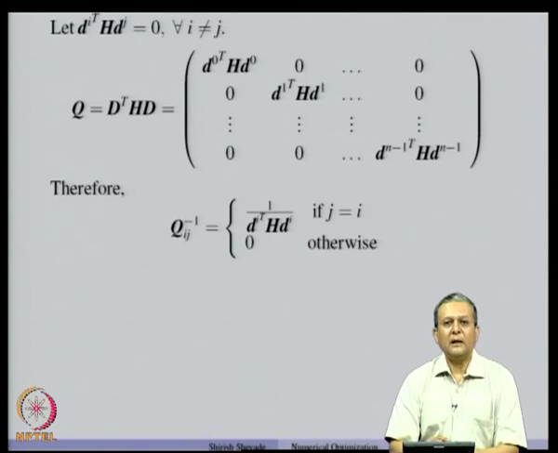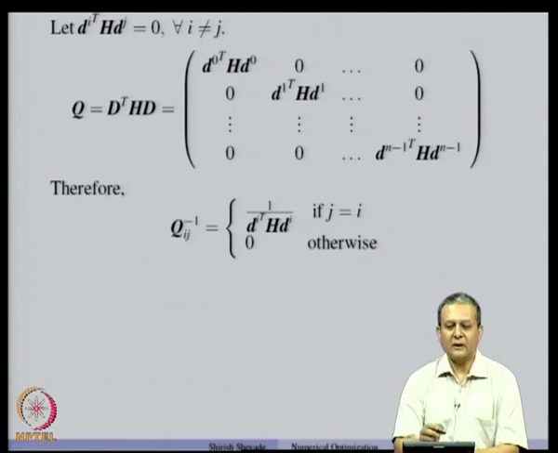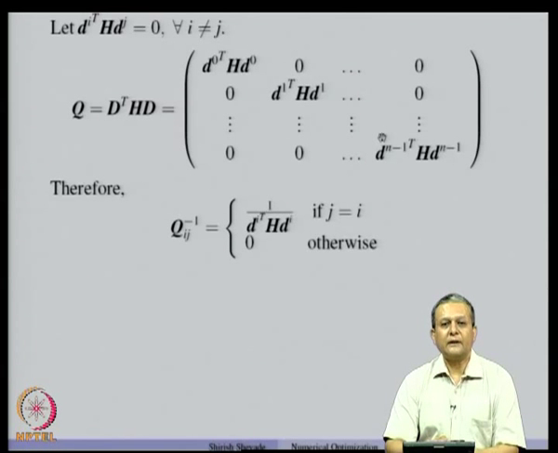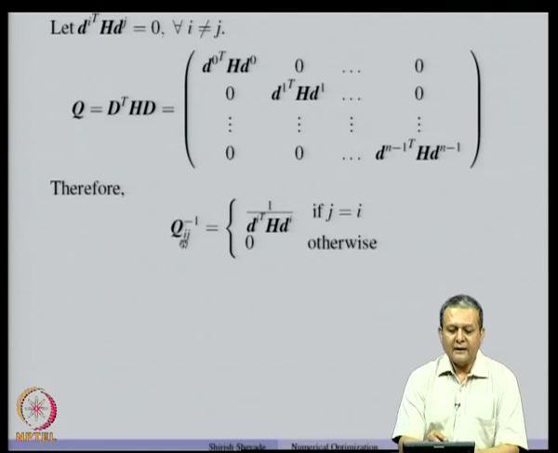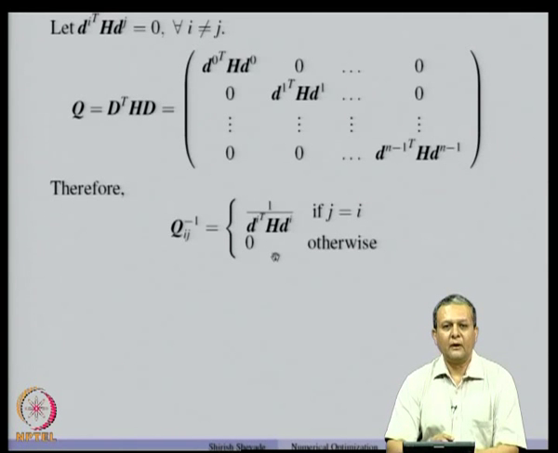So, inverting this matrix becomes very easy, because we just have to take the reciprocal of each of the diagonal elements and put them on the diagonal. The rest of the elements are 0, so they will remain 0 in the inverse matrix. So, the ijth entry of the matrix Q inverse is 1 over Di transpose H Di if j equals i and equal to 0 otherwise.